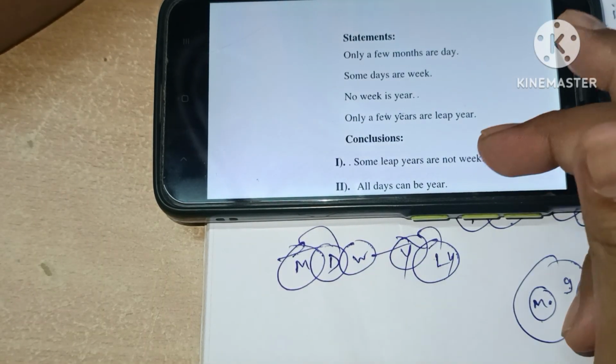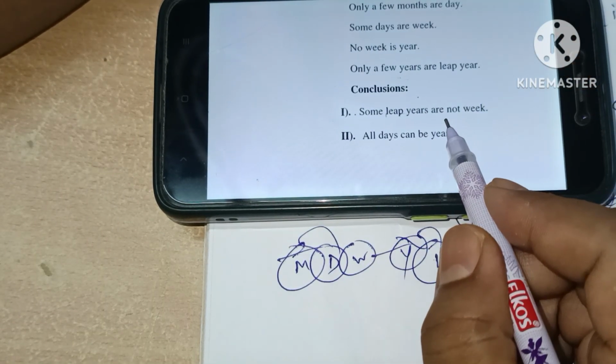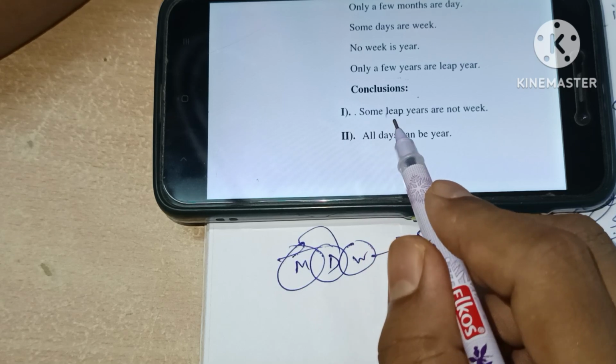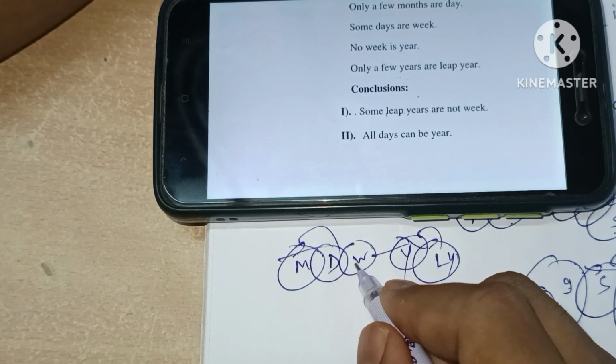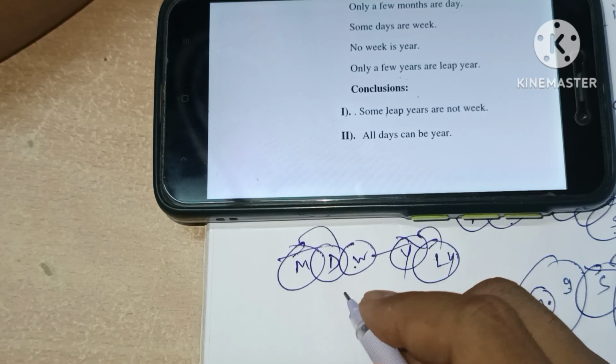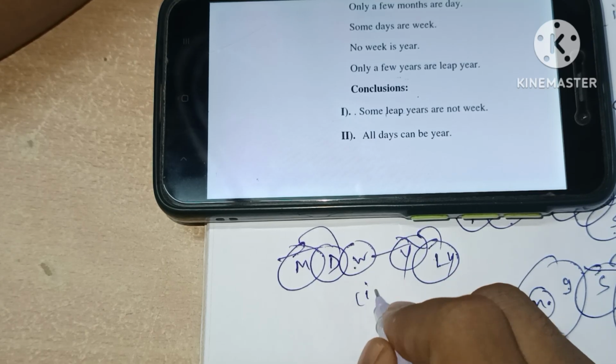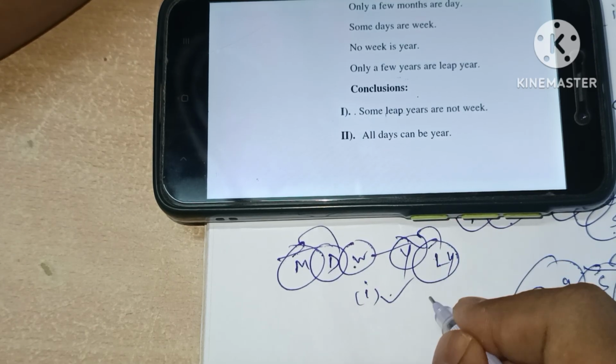Let's see conclusions. Some leap year are not. So we check all leap year can be week. All leap year can be placed inside week. No, it is not possible. So when the all case fails, the first conclusion, the some-not case, will be true.